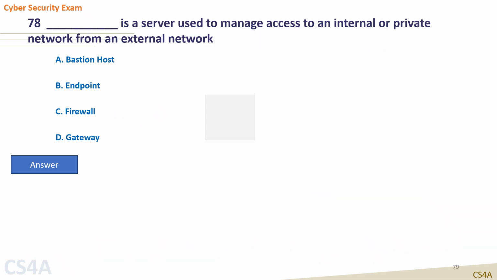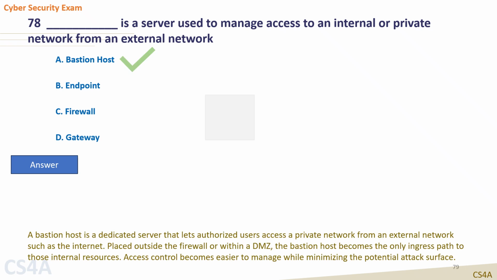Here the question is, what is a server used to manage access to an internal or private network from an external network? Bastion host, endpoint, firewall, and gateway. So out of four, the bastion host is the correct one. Because the bastion host is used to connect to the internal private network from the external network, and we can access the private network resources. So outsiders can't directly access the private network resources. This provides an extra layer of data security as well as protection of that internal private network.